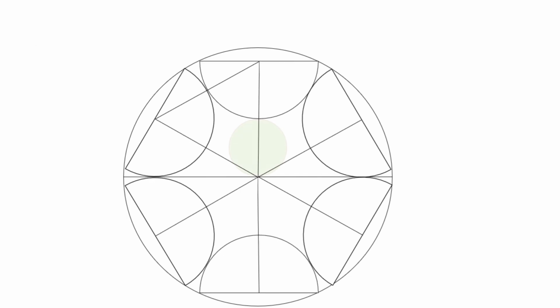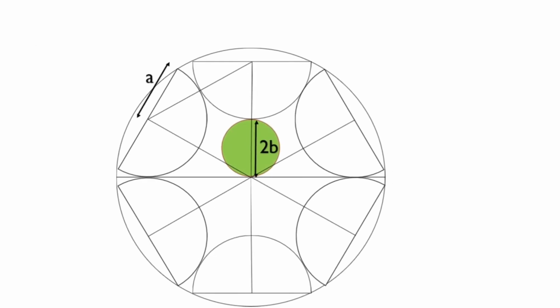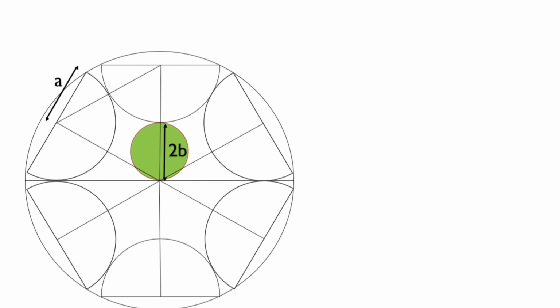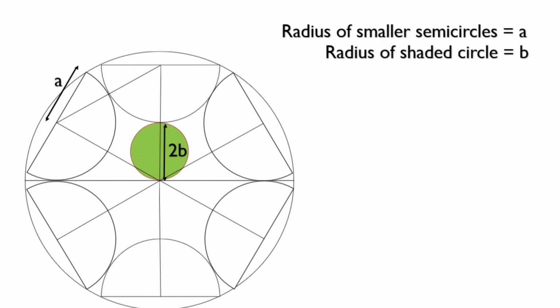Now let us suppose that the radius of smaller semicircles is equal to a and the radius of the shaded circle is equal to b. So its diameter becomes 2b. Now one of the sides of the equilateral triangle can be written as a plus a and another side can be taken as a plus 2b. And since it is an equilateral triangle, both the sides are equal and we get a is equal to 2b.